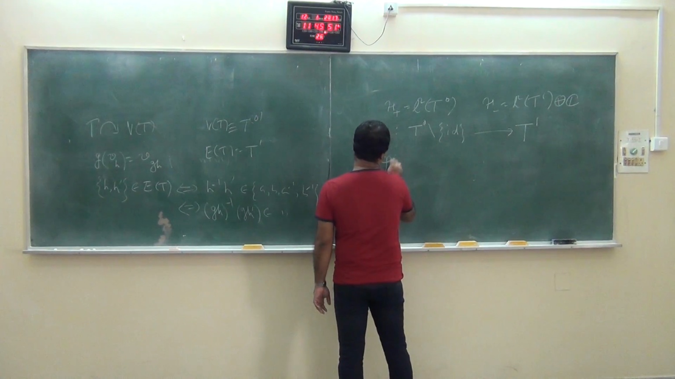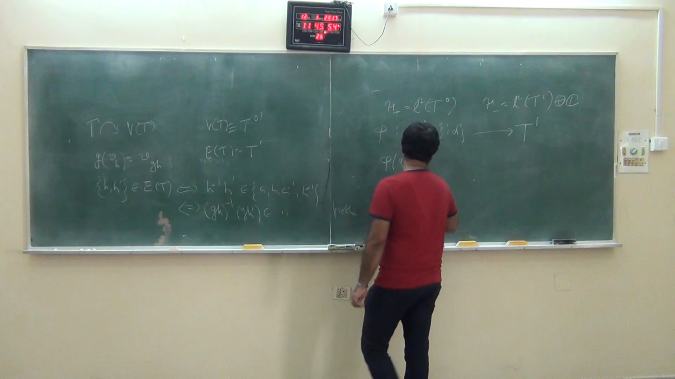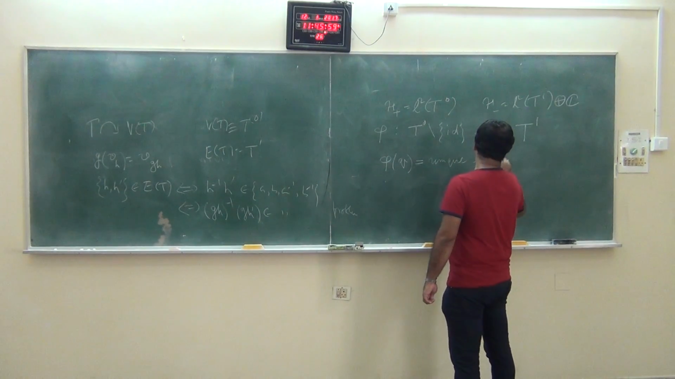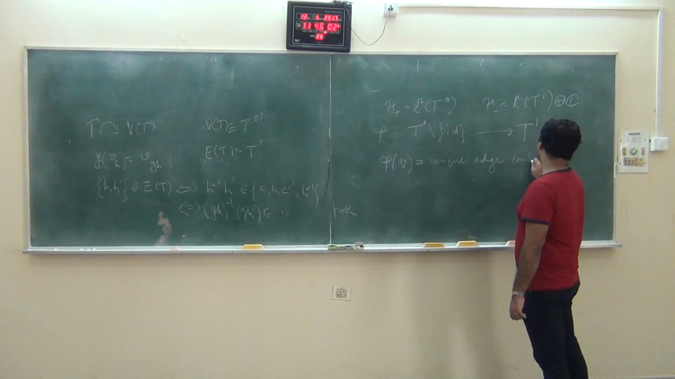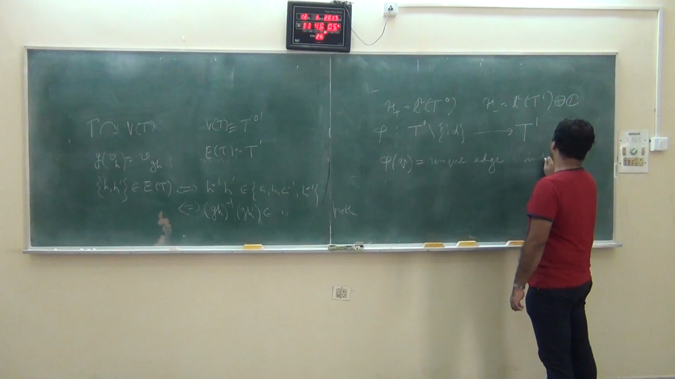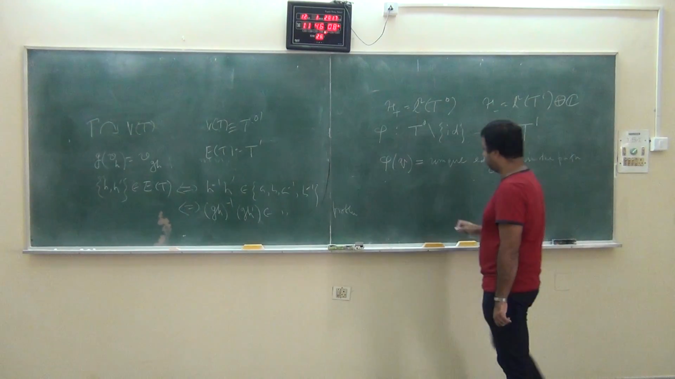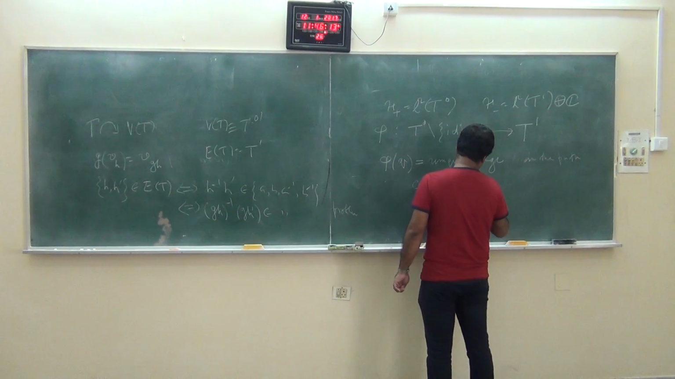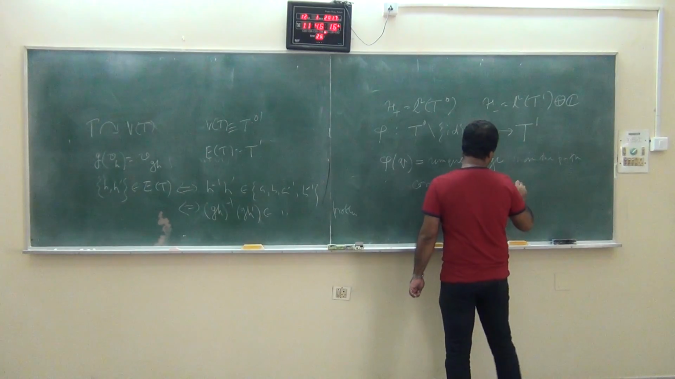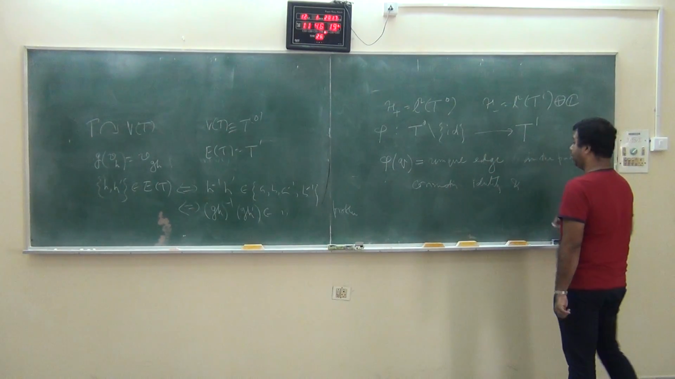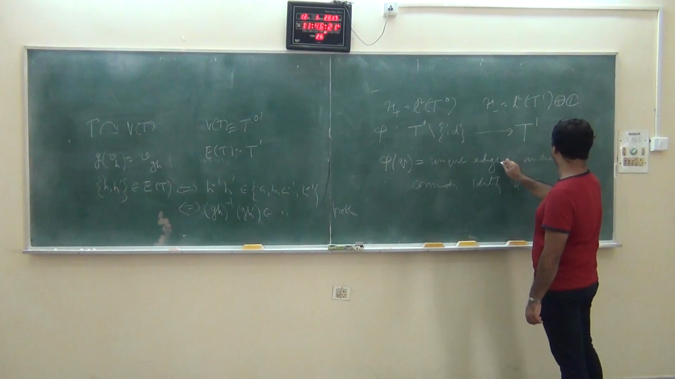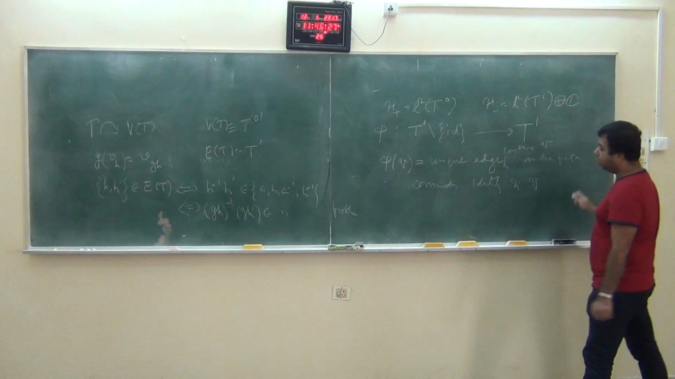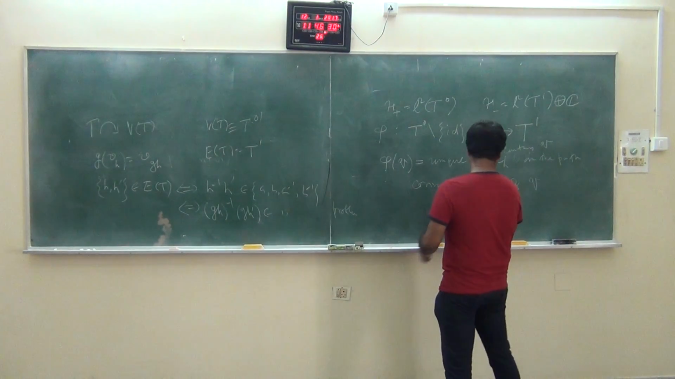So phi of Q equal to the unique edge on the path connecting identity and Q. So the unique edge containing Q on the unique path connecting identity and Q.